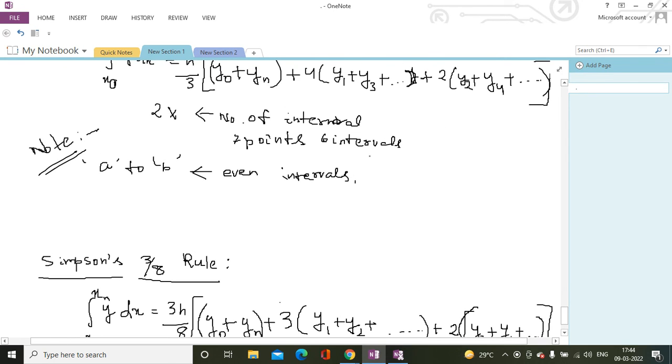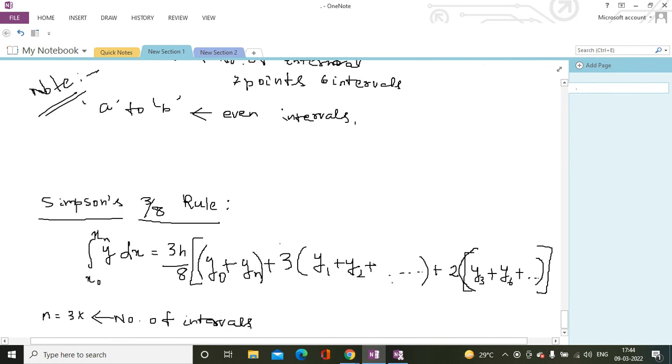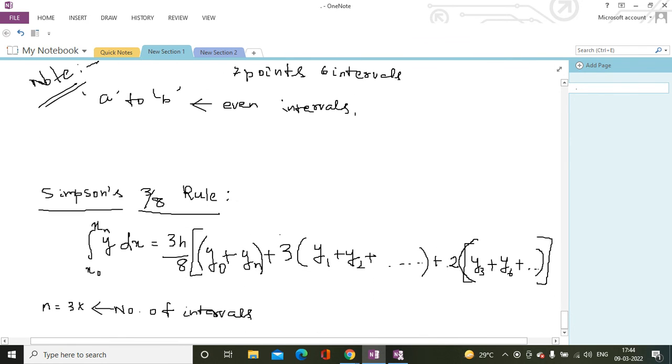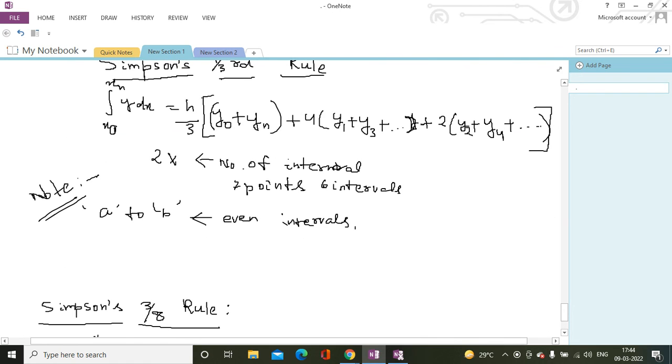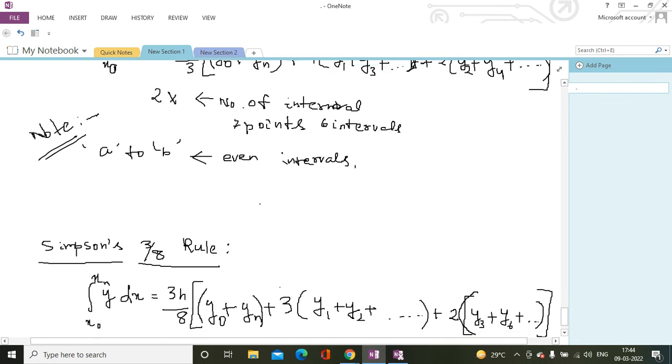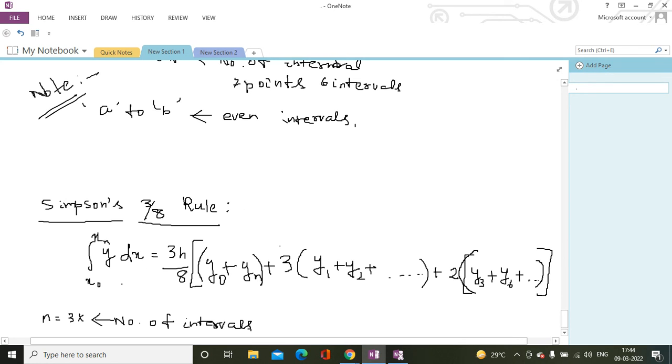Okay, so it is an even interval, so with 2 we are multiplying y2 plus y4. Here the subinterval has to be a multiple of 3, so we are multiplying with 2 the terms y3 plus y6 etc. So this can be a short trick for you guys for remembering the formula. If possible, I would say it again. In case of Simpson's one-third rule, remember it as 1, 4, 2. In case of Simpson's 3 by 8 rule, it can be 1, 3 and 2.